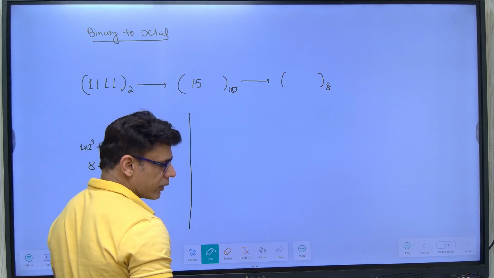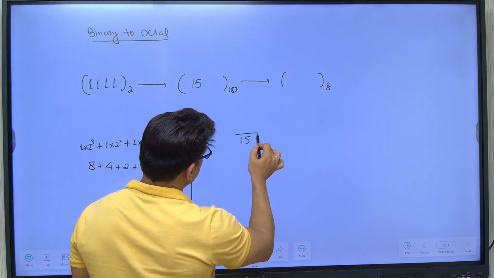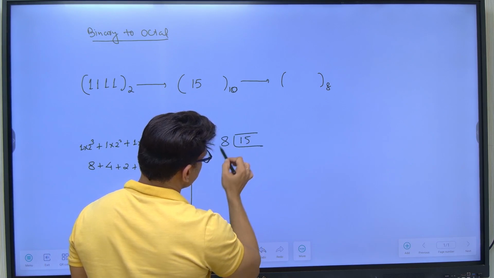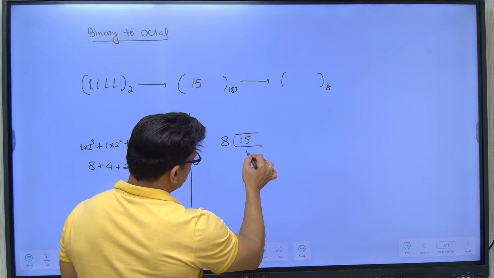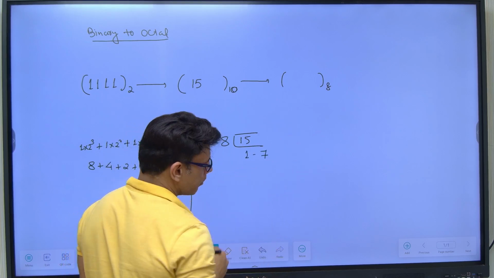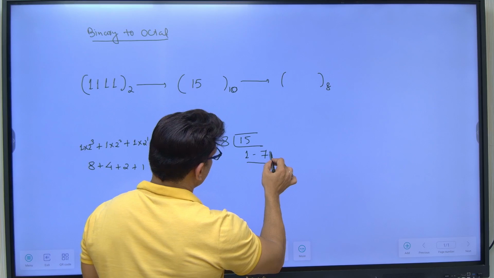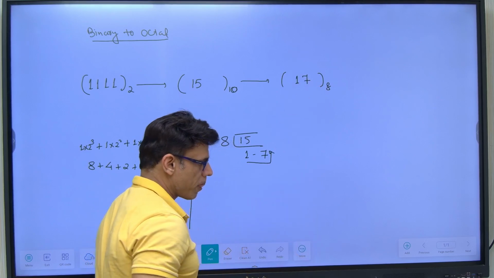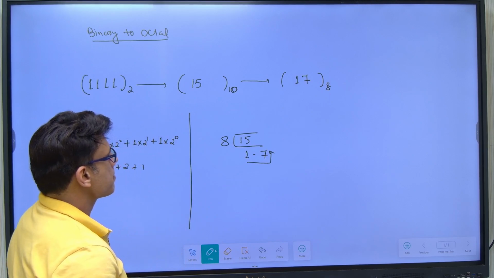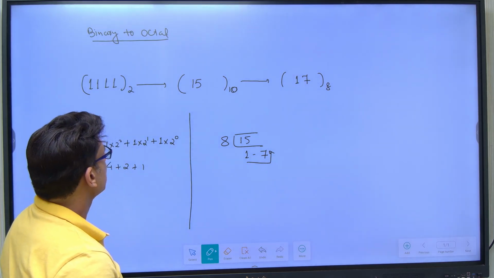So if you want to convert from decimal to octal, you take this number 15 and divide with 8. Why? Because you are converting into octal. So 8 ones are 8 plus 7 is 15. After that you cannot divide it, so write in this order. This will be 1 7. So 15 is nothing but equal to 17 in octal, right?